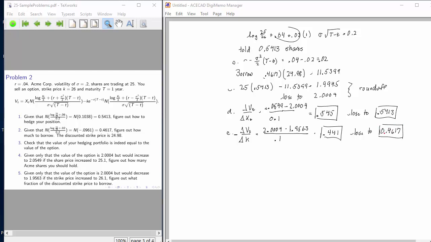So this is apparently how financial engineers work, by looking at option values for different strike prices. That's the sort of data that's fairly easy to get. They can figure out the correct contents of a hedging portfolio.